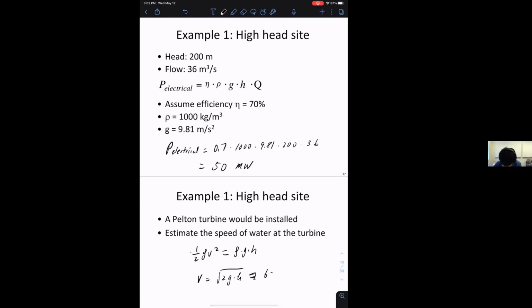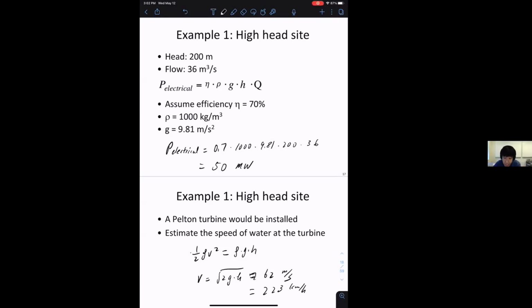This is roughly 62 meters per second. This is 223 kilometers per hour, right? So we have efficiency. If we have an efficiency of 70%, it's slightly lower, but this is again a ballpark number of the speed of water you expect to see. Okay, so again, this is fairly fast. This is pretty fast water flow. Right, so this is our speed.